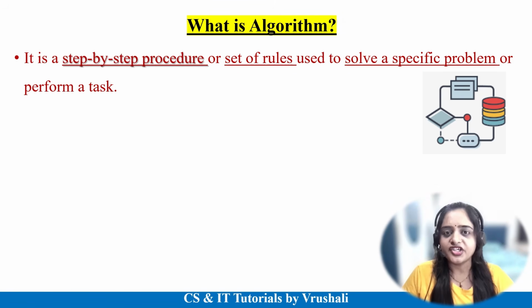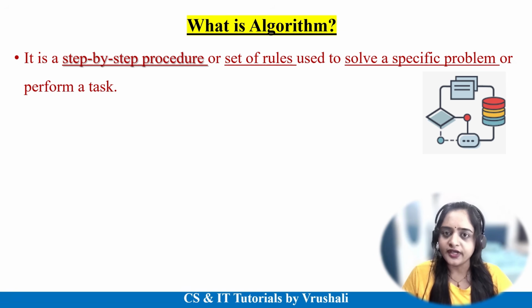Now the next question is, what exactly is an algorithm? Algorithm basically means step by step procedures. It is a set of rules to solve a specific problem. In our real life, we are using algorithms everywhere. If you want to make a tea, you are using a particular procedure, right? If you want to drive a vehicle, you are using proper rules, proper steps, right? So everywhere we are using the concept of algorithm.